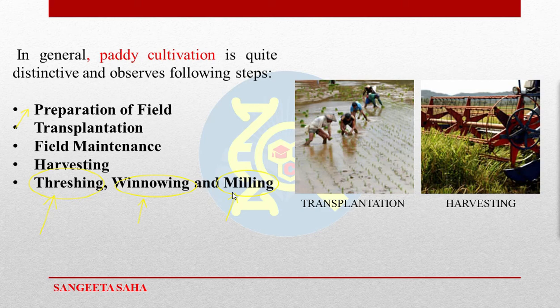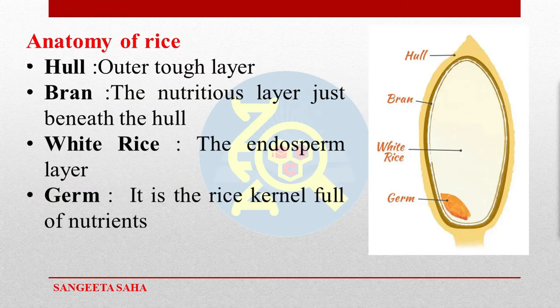After you get the polished rice, if you observe the anatomy of rice, it will somewhat look like this. The outer part, this one, is the hull. Now each grain of rice is enclosed in a tough outer hull, or commonly we say husk, that has to be removed before it can be consumed. And this layer is removed in almost all rice types.